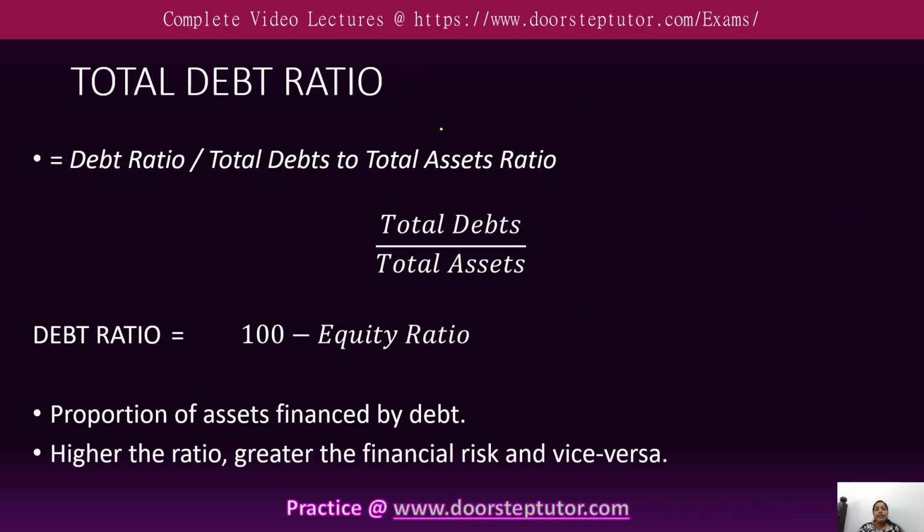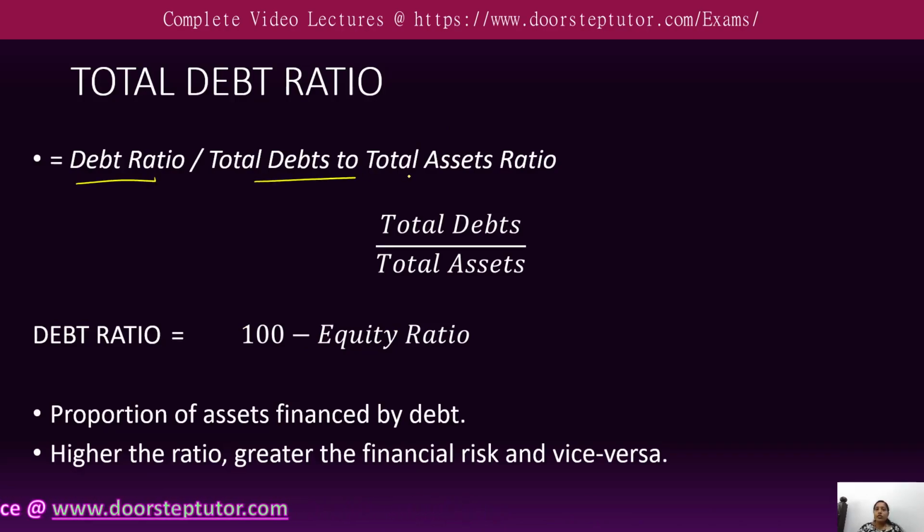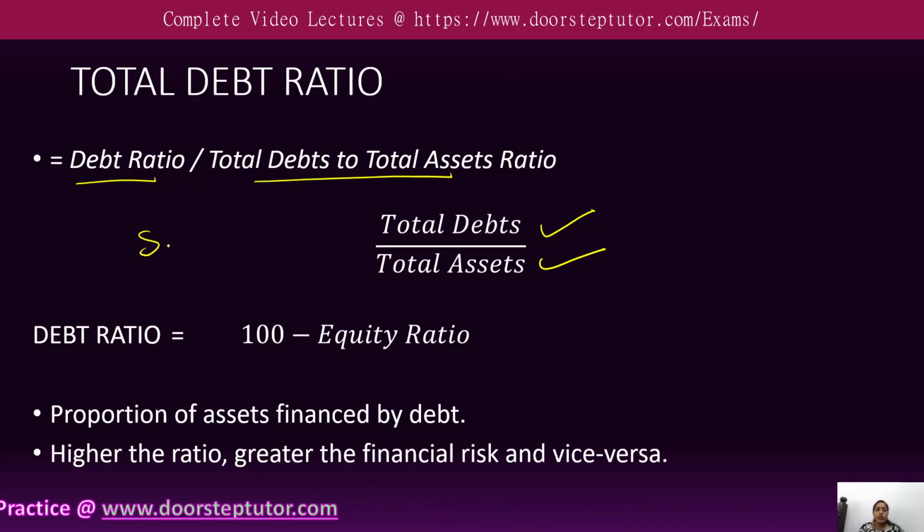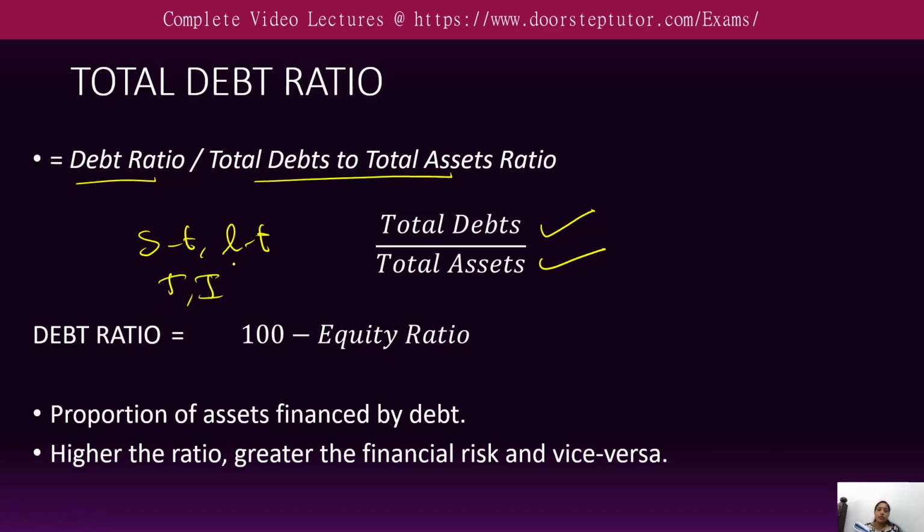Next, the total debt ratio, also known as the debt ratio or total debts to total assets ratio. It is calculated by dividing the total debts by total assets. So what proportion of the total assets of a company is financed by the total amount of debt capital? Here the total debt includes short-term as well as long-term debt. Total assets include all the assets, including tangible and intangible assets.